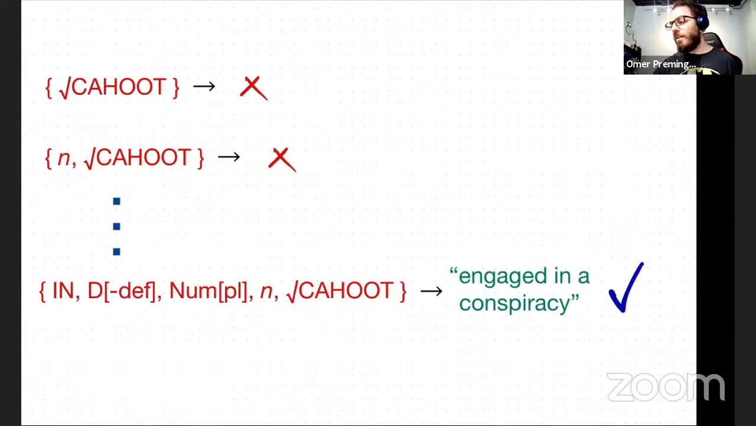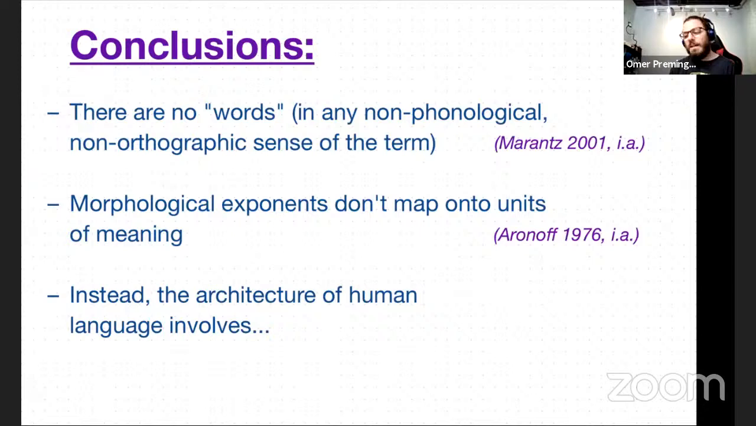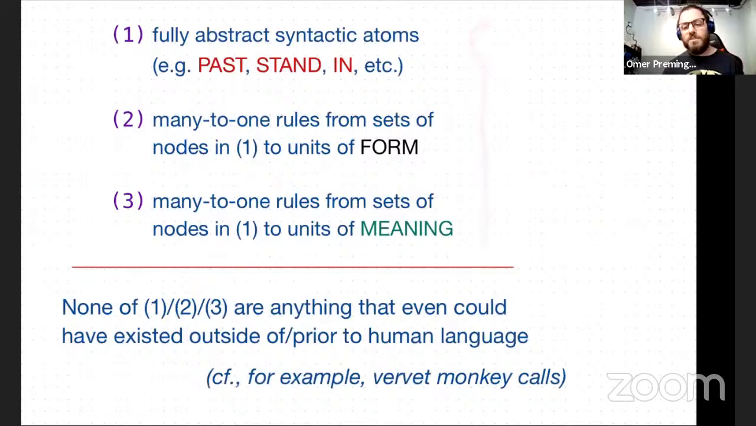Okay, so to conclude, we first established, again, standing on the shoulders of giants here, that there are no words in any meaningful non-phonological, non-orthographic sense of the term, that morphological exponents don't map onto units of meaning as a general matter. And then we put forth that instead, the architecture of human language involves these three lists. I've just read them to you, so I won't repeat that right now in the context of the conclusion.